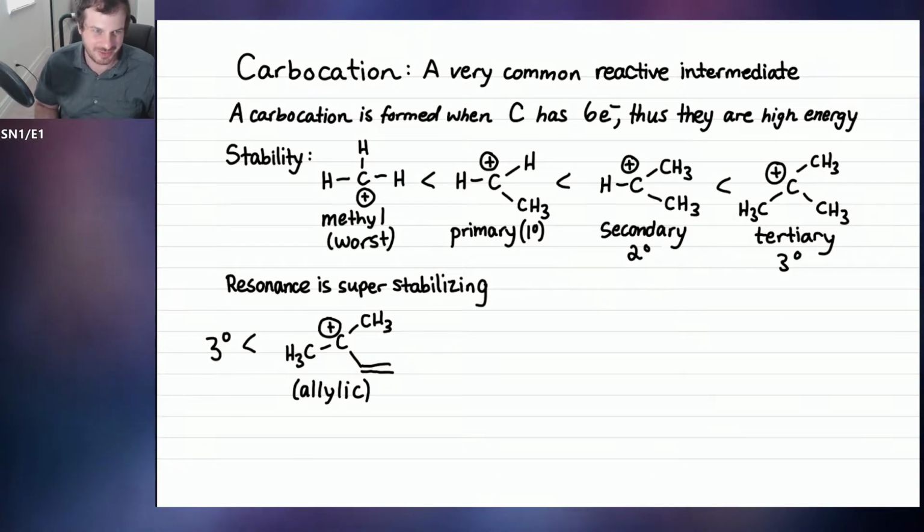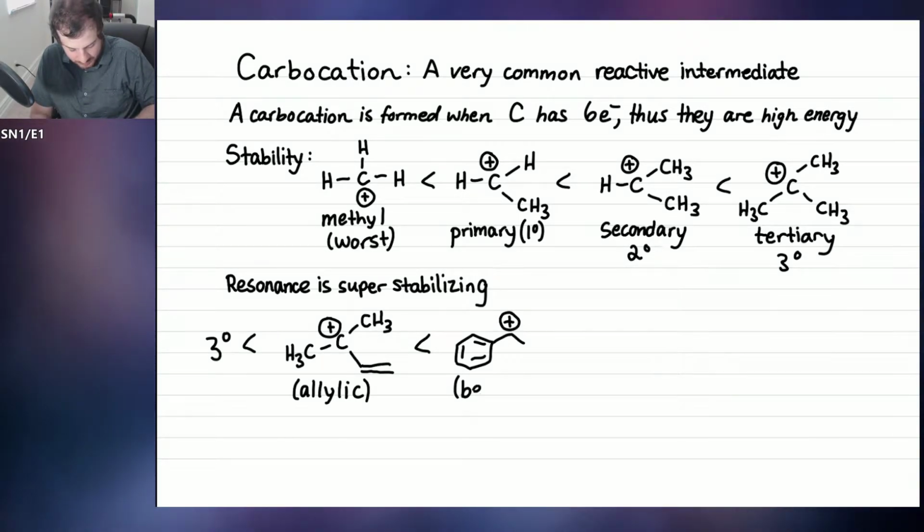Disperse. That's the word. Disperse the positive charge among multiple atoms. That is a little bit less stable than the benzylic carbocation, which is like a special form of allylic. It's when you have the positive charge next to a benzene ring. This is called benzylic, and that's obviously super stabilizing.